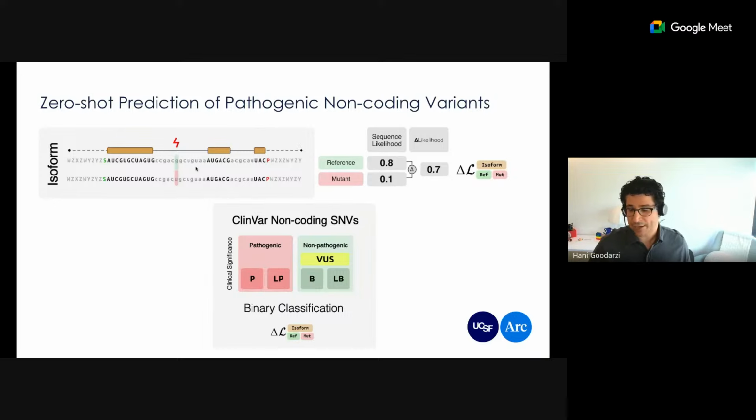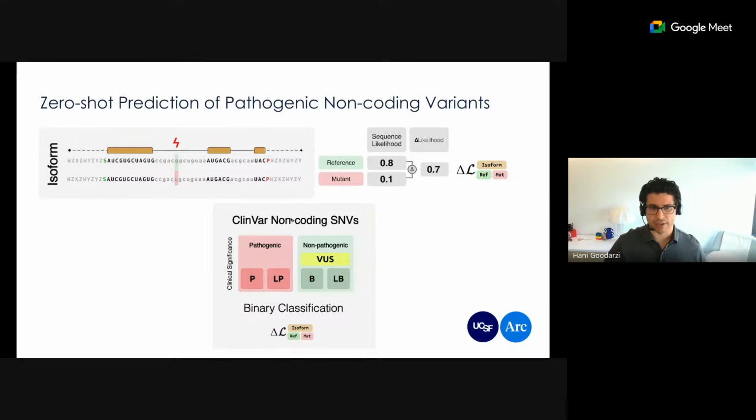So we can actually take advantage of our model to measure what the impact of this change would be, right? So if this is what we call the reference isoform, in this position there's a G, and then there's a mutant isoform where there's a U there. You can compare the likelihood of these two isoforms using our model. And the more the likelihoods of the two isoforms are different, the more likely that this change actually has an impact on the RNA structure, architecture, right? And as a result of that, it's more likely to be pathogenic and disease causing.